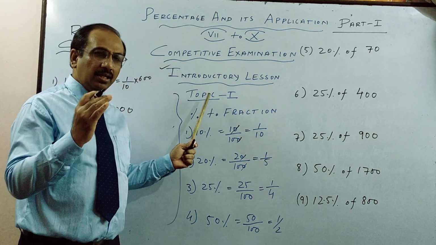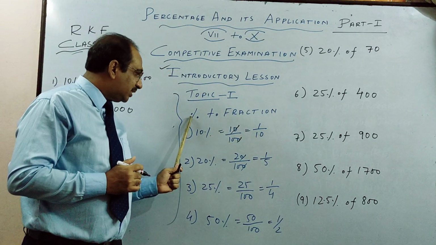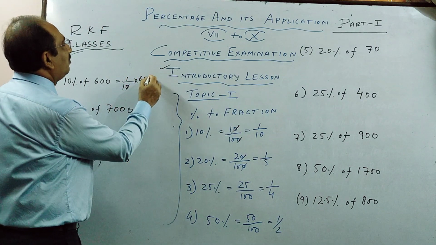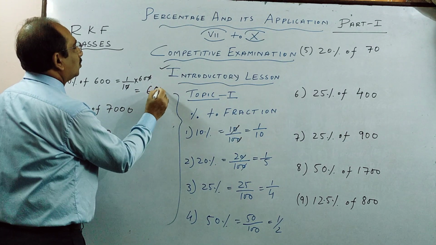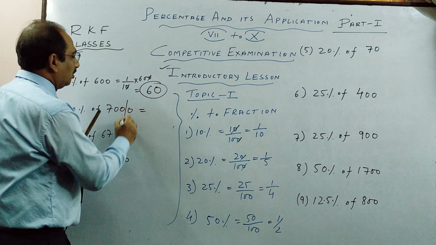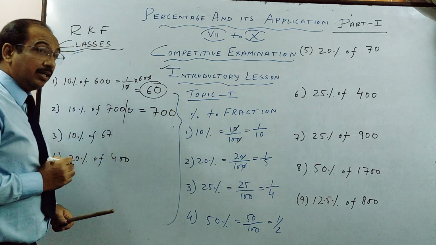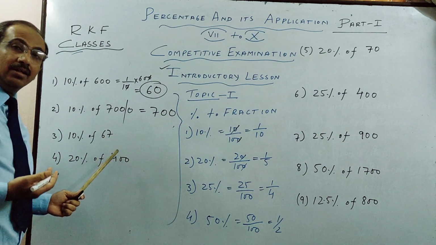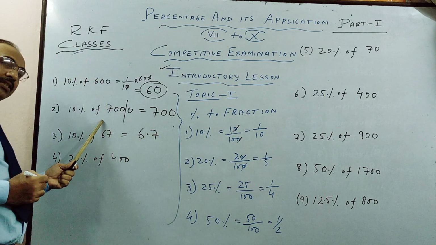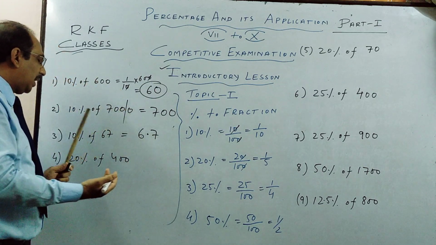See, the main thing in today's lesson is changing percentage to fraction. So 10% is 1/10. Generally we remove one zero. So remember, children, 10% of anything is removing one zero. So 10% of 7000 becomes 700. You will say, what about 67? There is no zero. So what we do, we bring a decimal place here. Anything decreases, 1/10 it decreases. The decimal comes from right to left.